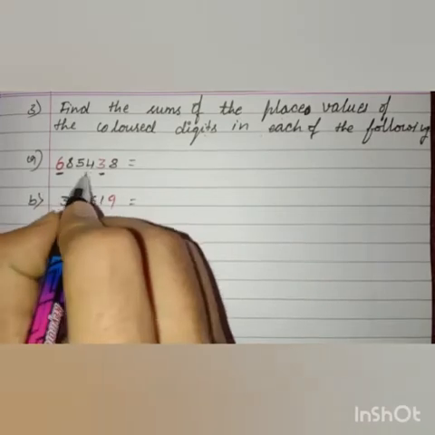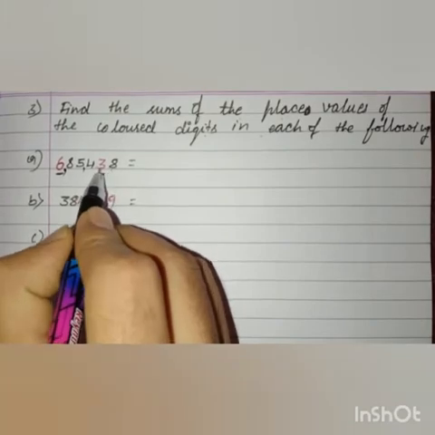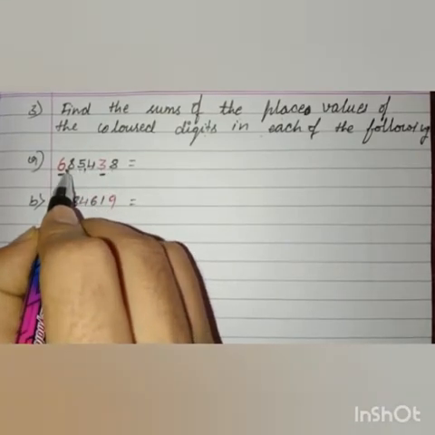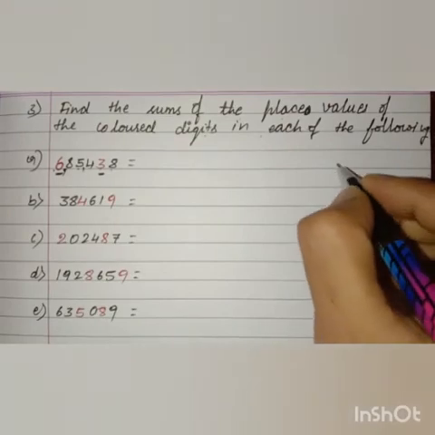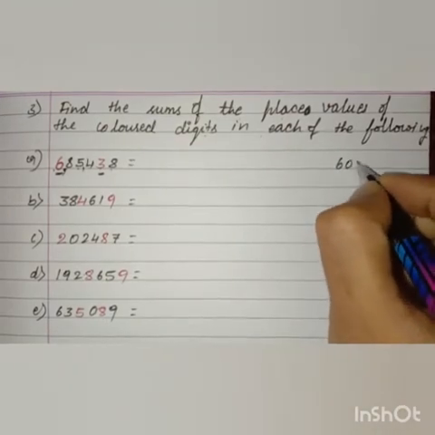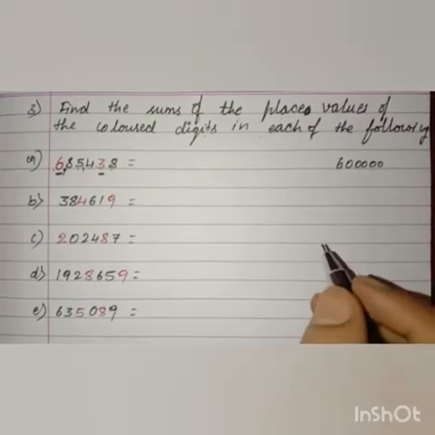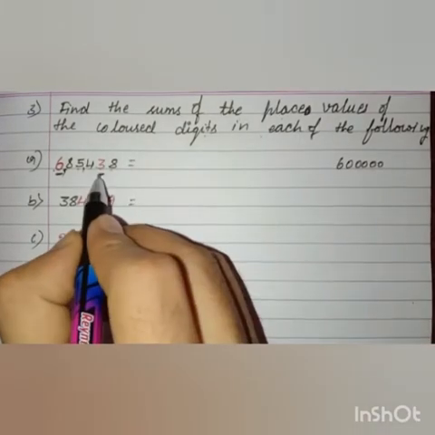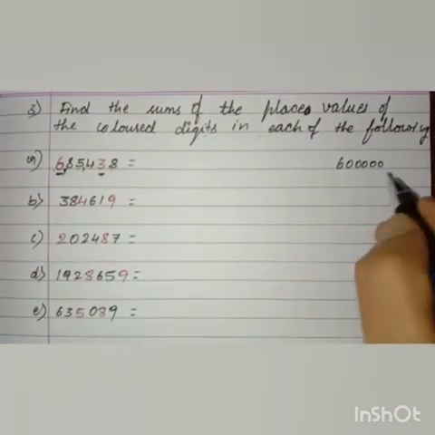So let us write the place values. So see, ones, tens, hundreds, thousand, 10,000, lakhs. So 6 is at lakhs place, so 6 into lakh is 6 lakh, right? Yes, 6 into lakh is 6 lakh. Now 3 is at tens place, right? So 10 into 3 is 30.